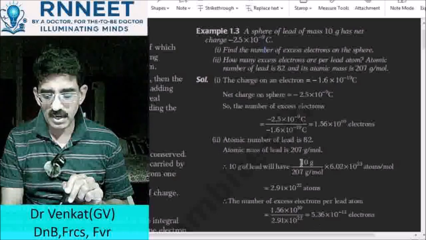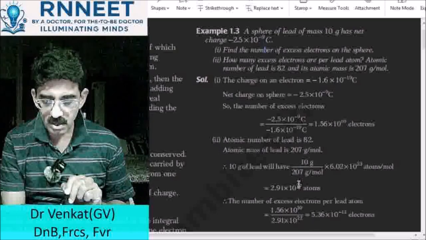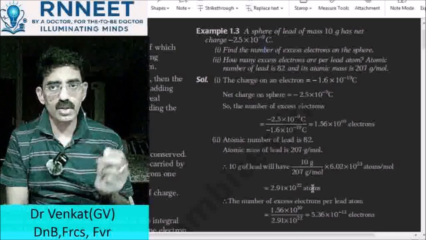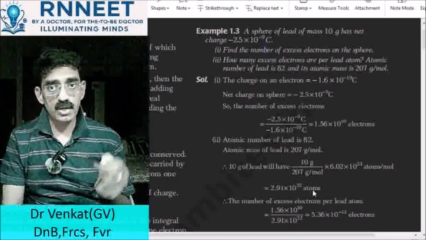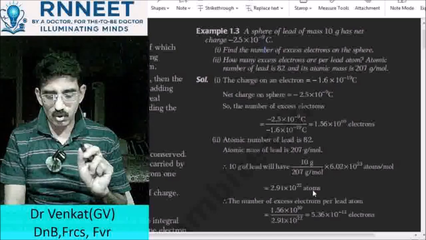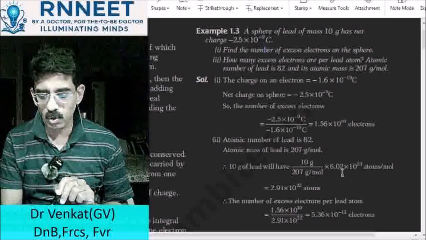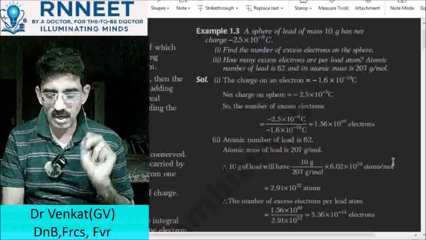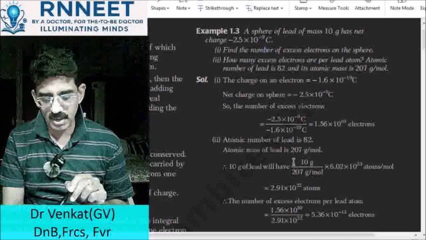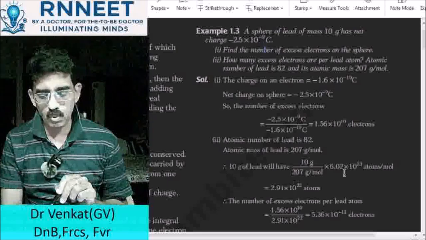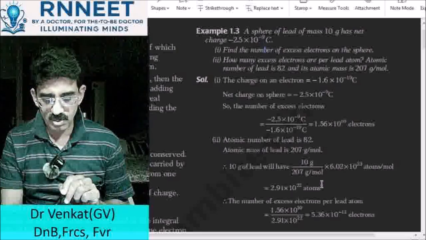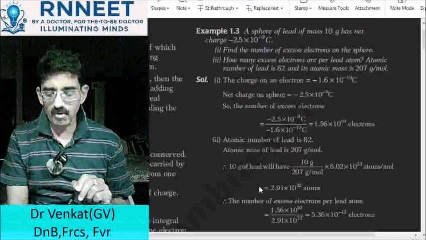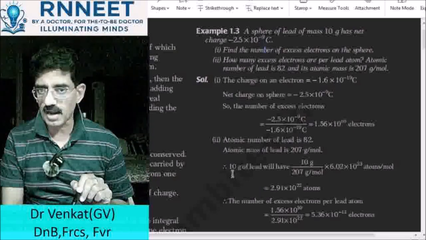Per mole is nothing but 10 divided by 207 into the number of atoms. So you need to know the number of atoms that are present in 10 grams of lead. You know the Avogadro number, that 1 mole will have 6.02 into 10 to the power 23 atoms. So the number of atoms present in 10 gram will be 10 by 207 into 6.02 into 10 to the power 23, which will give you 2.91 into 10 to the power 22 atoms. So you know the number of atoms now that are present in 10 grams.